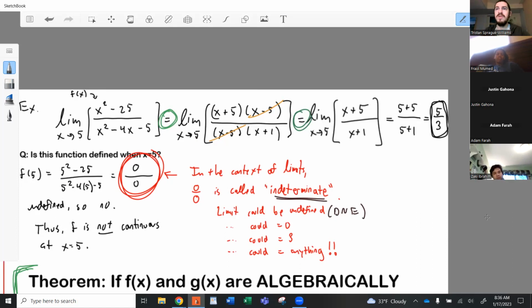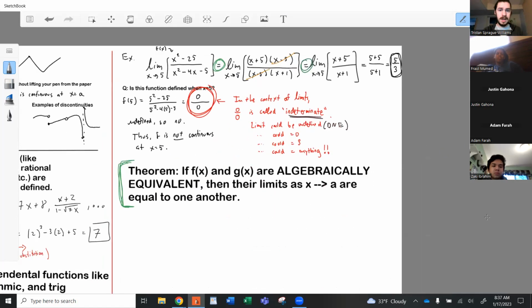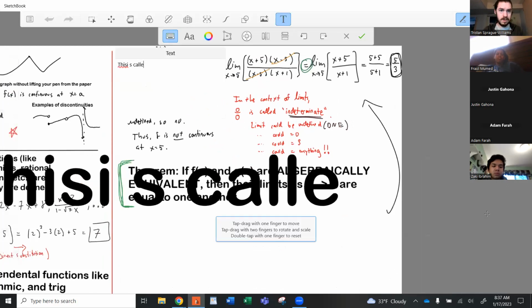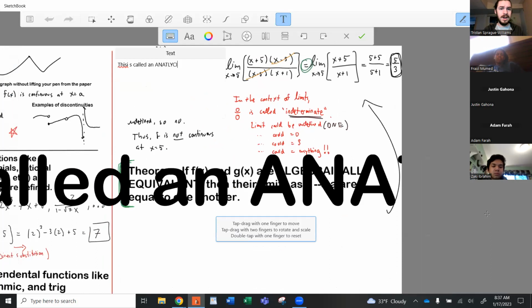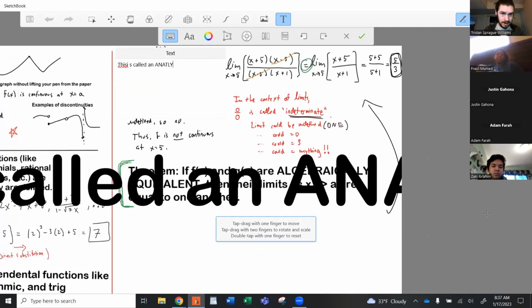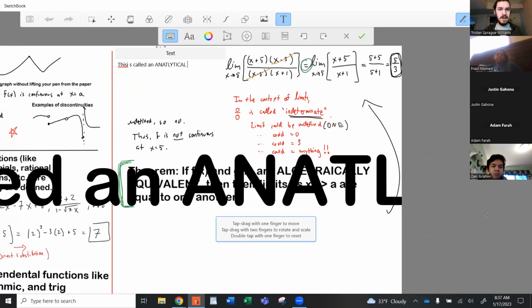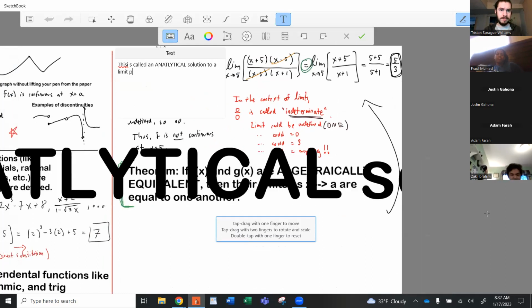This function approaches 5/3 as x gets close to 5. And this is a rigorous, what's the word I want to use? It is a definitive way to show that the limit equals 5/3, right? No estimating, no guessing like we had with numerical and graphical approaches. This is what is called an analytical solution to a limit problem.